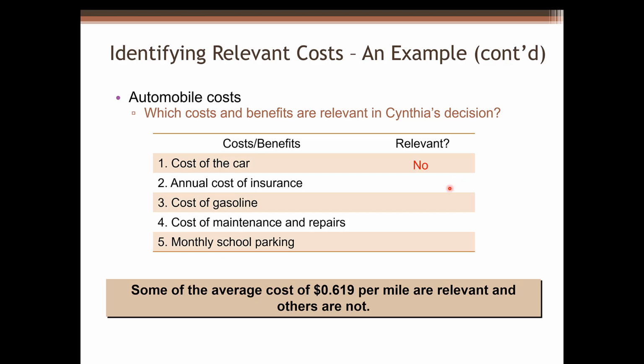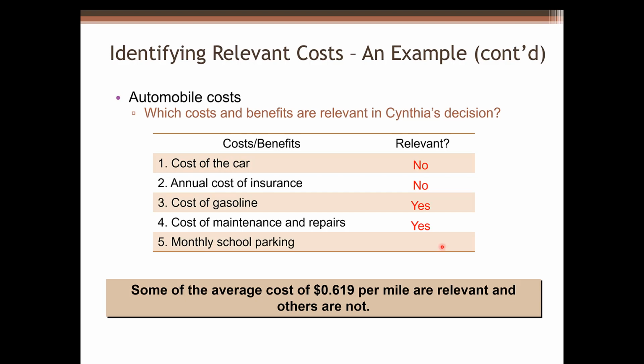Annual cost of insurance is irrelevant because it does not differ between alternatives. Anyway, she needs to pay car insurance. Cost of gasoline? Yes. Cost of gasoline is avoidable if Cynthia takes the train. Cost of maintenance and repairs is relevant because in the long run, these costs depend on miles driven. More miles driven, higher likelihood maintenance and repairs are needed.